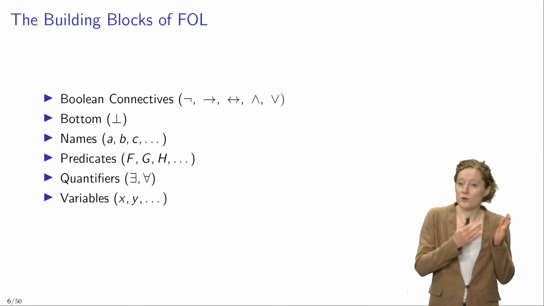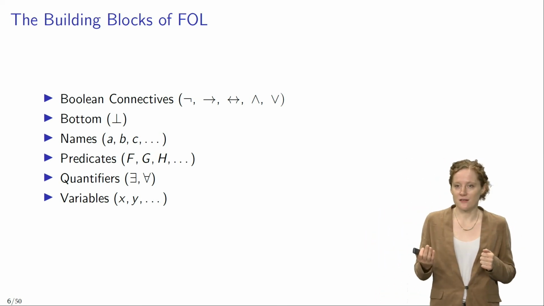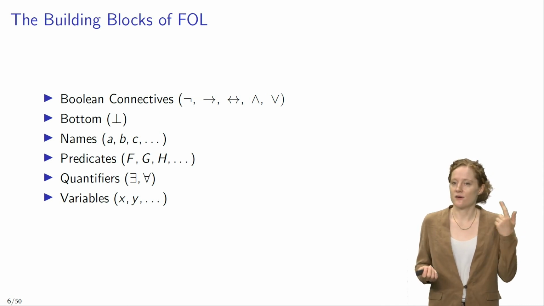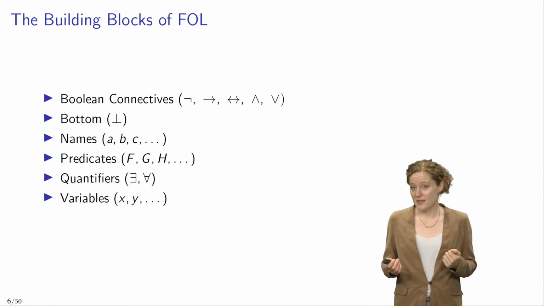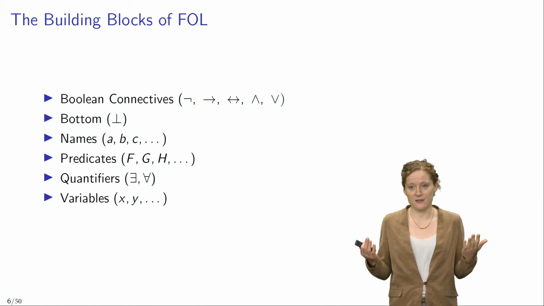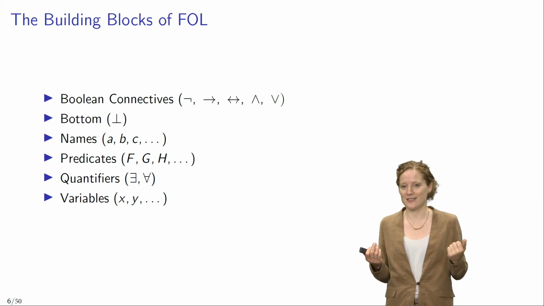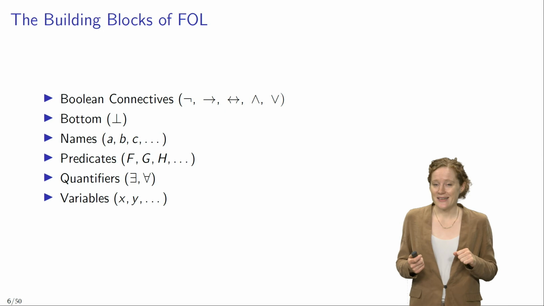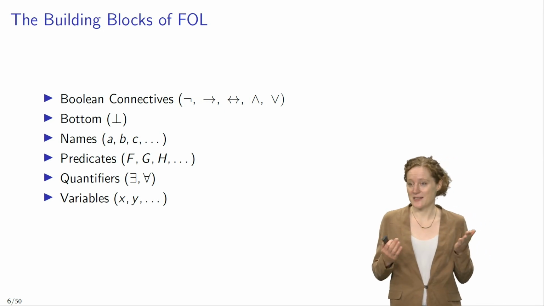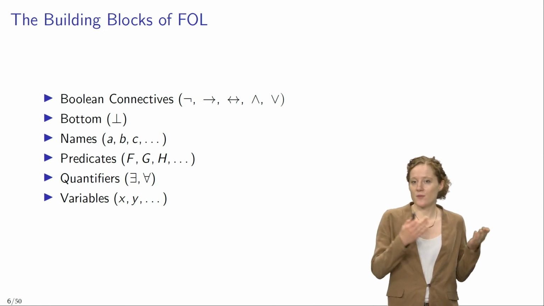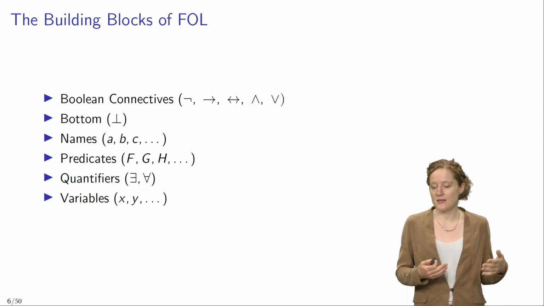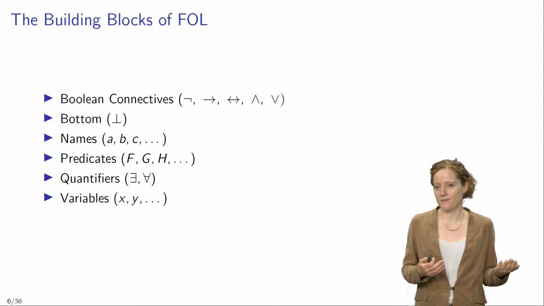First, we have the Boolean connectives that we have already encountered. So we have the negation sign, the conditional, the biconditional, the conjunction sign, and the disjunction sign. Then we also have bottom, which we have already encountered, the symbol representing a contradiction. Next, we have names. That's new, we didn't have names before. We will represent names by means of lowercase letters from the beginning of the alphabet. So A, B, C, and so on and so forth.